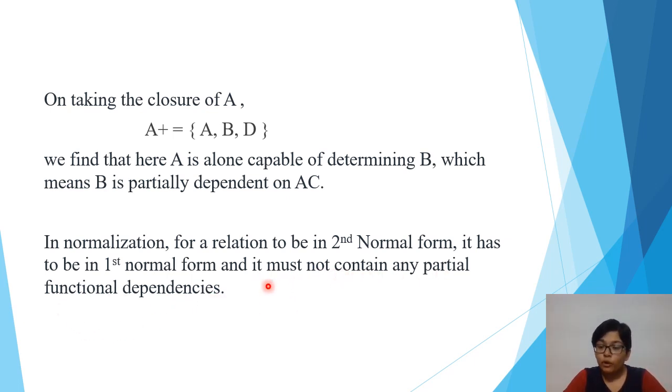Means there should not be any functional dependency in the relation in which a prime attribute is determining a non-prime attribute. This is meant by partial functional dependency, and it should not be there. Then only we can say that the relation belongs to second NF, that is, second normal form.